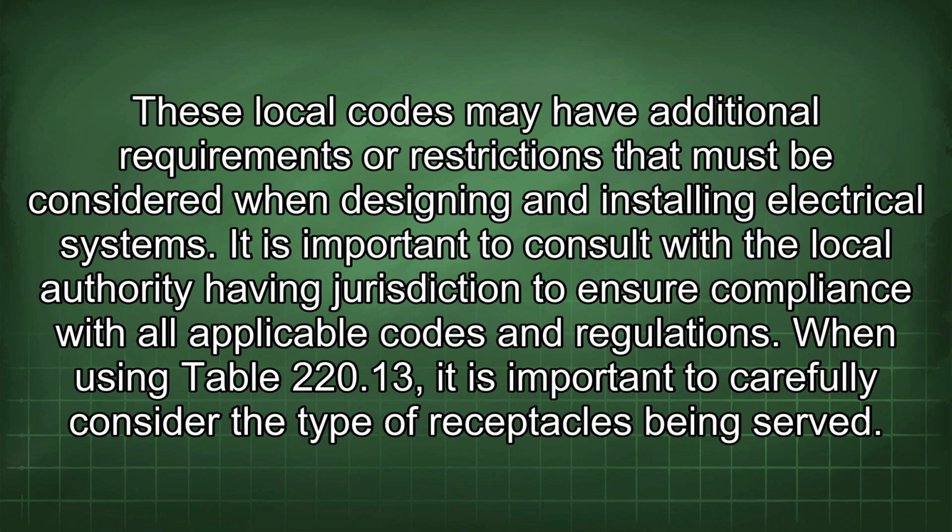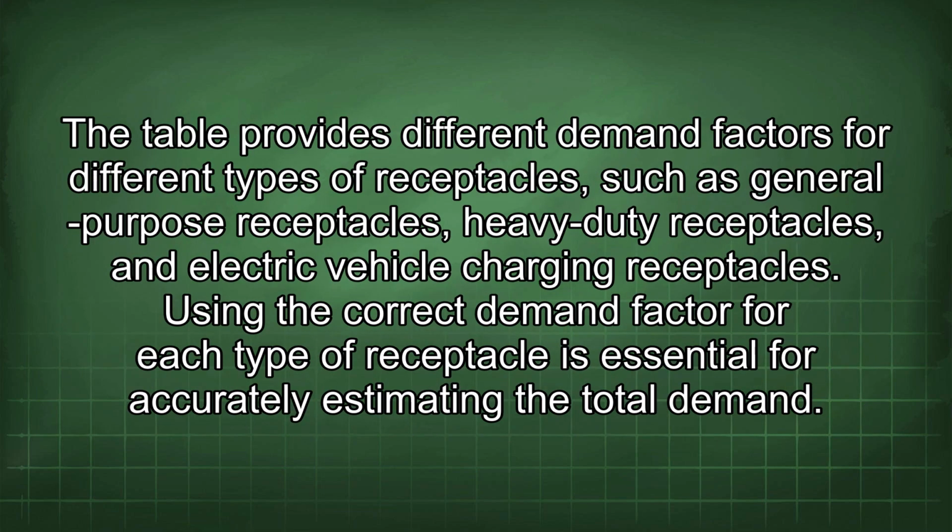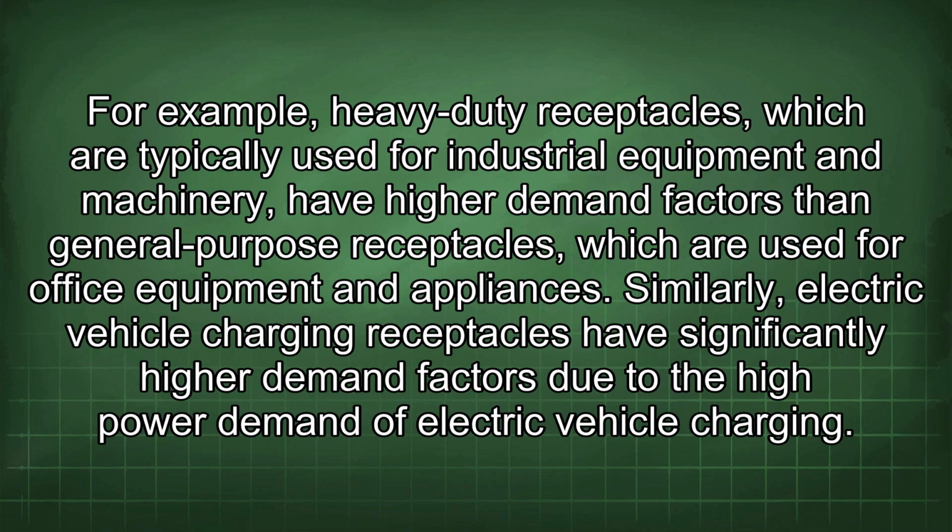When using Table 220.13, it is important to carefully consider the type of receptacles being served. The table provides different demand factors for different types of receptacles, such as general-purpose receptacles, heavy-duty receptacles, and electric vehicle charging receptacles. Using the correct demand factor for each type of receptacle is essential for accurately estimating the total demand. For example, heavy-duty receptacles, which are typically used for industrial equipment and machinery, have higher demand factors than general-purpose receptacles, which are used for office equipment and appliances. Similarly, electric vehicle charging receptacles have significantly higher demand factors due to the high power demand of electric vehicle charging.